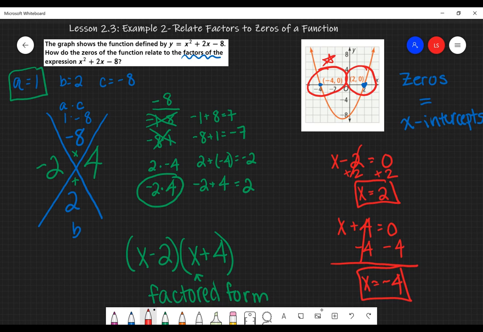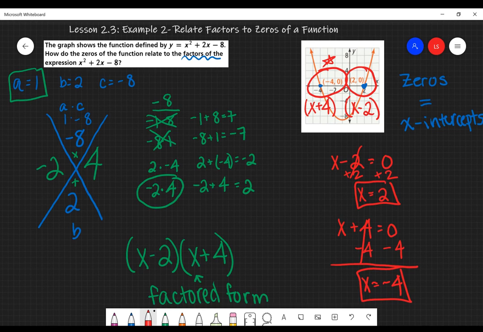So if our x-intercept is at -4, then we have x plus 4 as a factor. And if our x-intercept is at +2, then we have x minus 2 as a factor. So our zeros are our factors. We just have to change the sign. So now go ahead and do example number 2 on page 40 in your workbook.